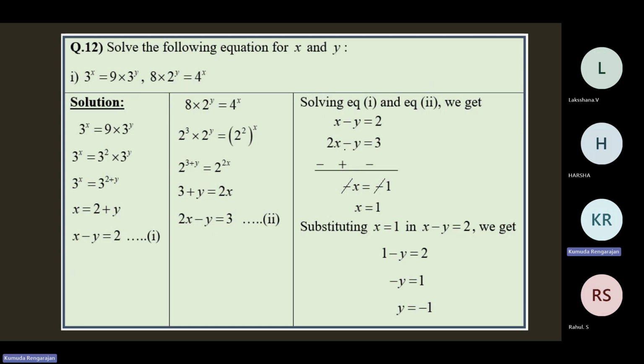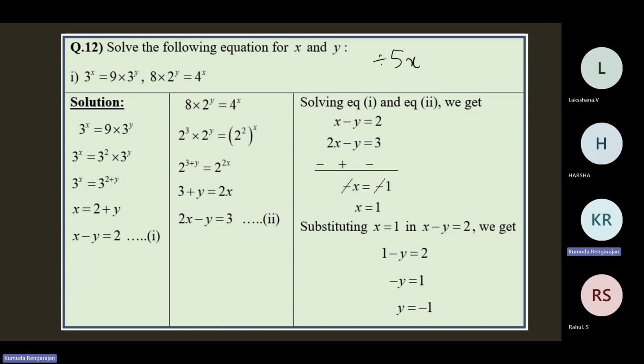Here it is needed because of minus y, and x and 2x anyway cannot get cancelled. Whether the signs are plus or minus, x and 2x will not be 0. It will be something other than 0. Irrespective of the sign, whether it is plus x or minus x, whether it is plus 2x or minus 2x, you cannot get 0 because the coefficients are different.